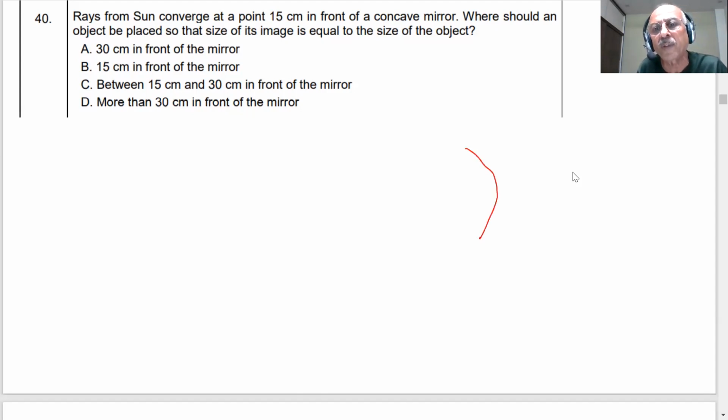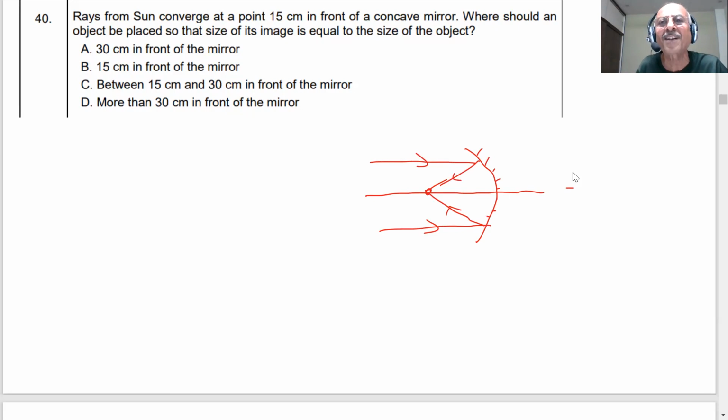Do you know what is a concave mirror, student? The rays from the sun are coming from infinity, student, infinity parallel rays. Then where will they meet? Where will they converge? You know, it is a converging mirror, a concave mirror, and they will meet at the focus. This point is the focus of the concave mirror. This is my pole. These are the parallel rays.